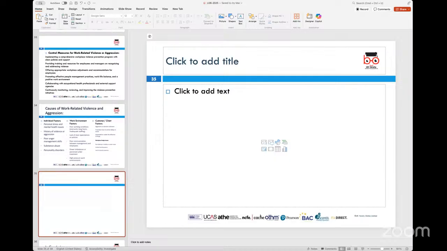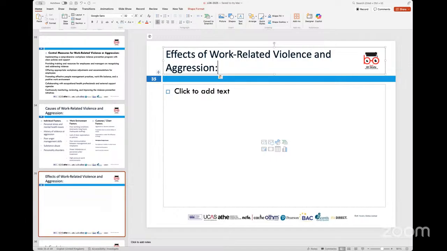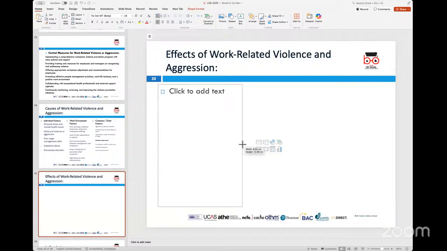Now, when we know that these are the factors, these are the causes which can give rise to violence and aggression, what we need to understand is what could be the effect of violence and aggression at the workplace. So again, here, what we could do is divide it into three parts. We could look at dividing it into what is called psychological impact, physical impact, and organizational impact.